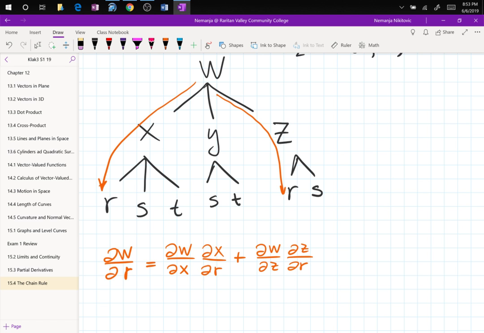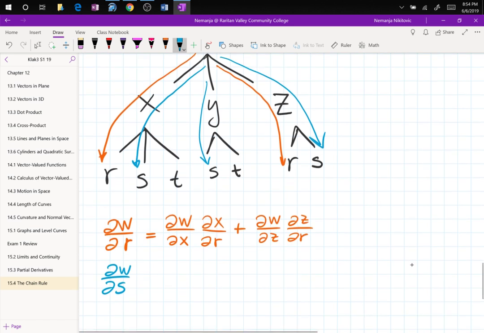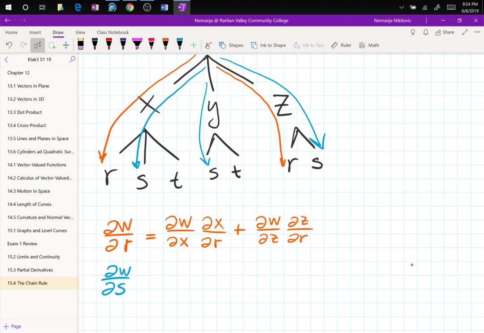Now we go the blue path, w into s. So I can go through x, I can go through y into s, and I can go through z into s. So partial w, partial s will have three terms because there are three blue branches that went from w into s. Let's go. Partial w, partial x, partial x, partial s. Plus partial w, partial y, partial s.